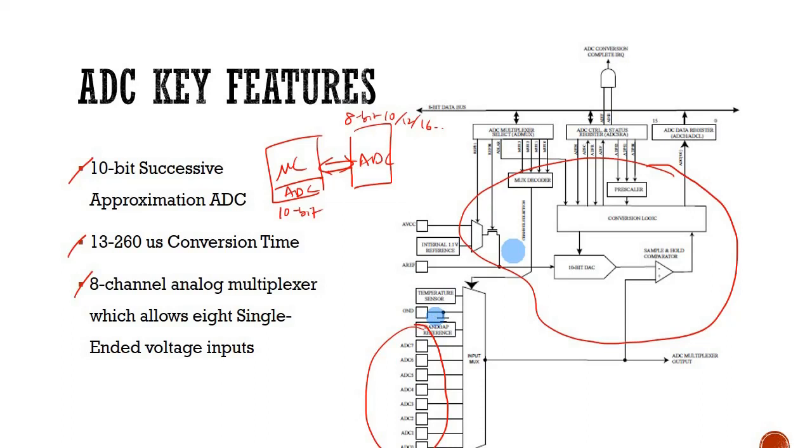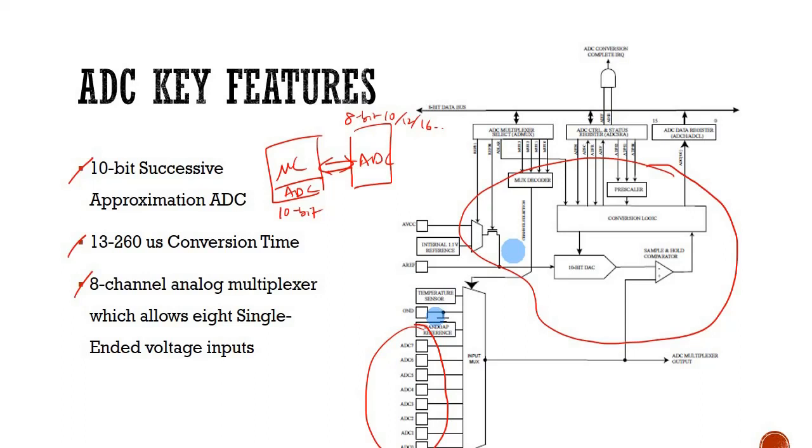At any point of time, I can connect 8 analog devices to the controller, but I can only do one ADC operation at a time. It cannot be done concurrently. That is the important thing to note. You cannot do multiple ADC operations concurrently. You have to do them one at a time.